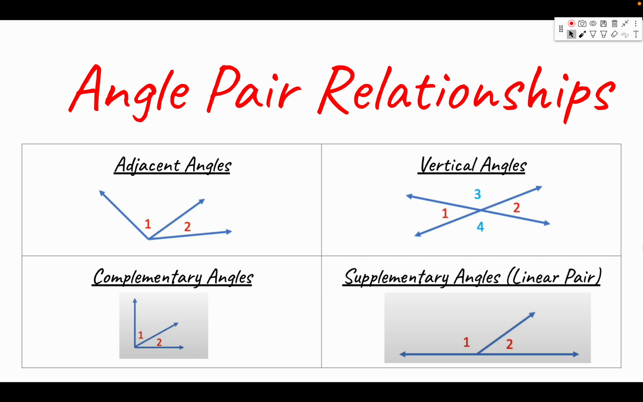We are going to discuss the different types of angle pair relationships. We'll get into adjacent angles, vertical angles, complementary angles, and supplementary angles, most commonly referred to as a linear pair.